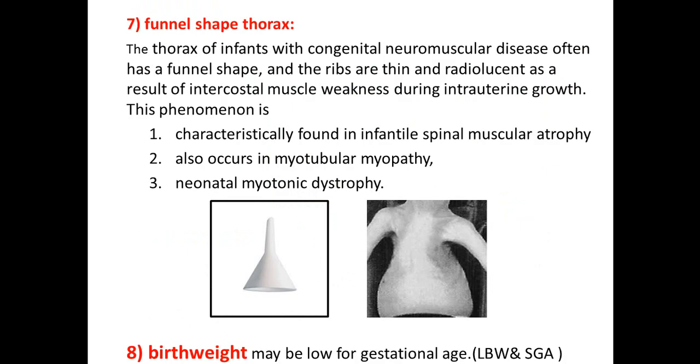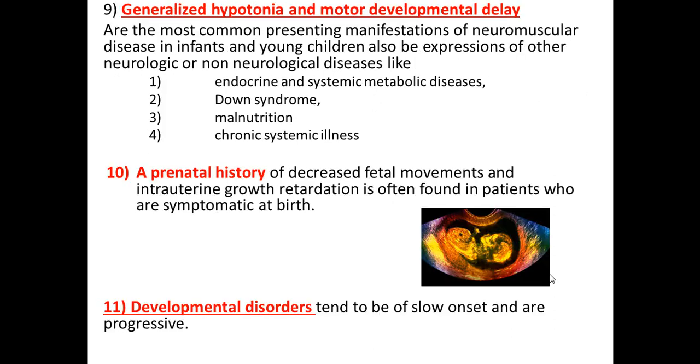Another feature here is the funnel-shaped thorax, as in this picture. The chest looks like a funnel because of intercostal muscle weakness, and the ribs are thin and radiolucent. It is a characteristic finding in infantile spinal muscular atrophy, in myotubular myopathy and in neonatal myotonic dystrophy. Also, we have to look for the birth weight. Usually they have low birth weight for gestational age.